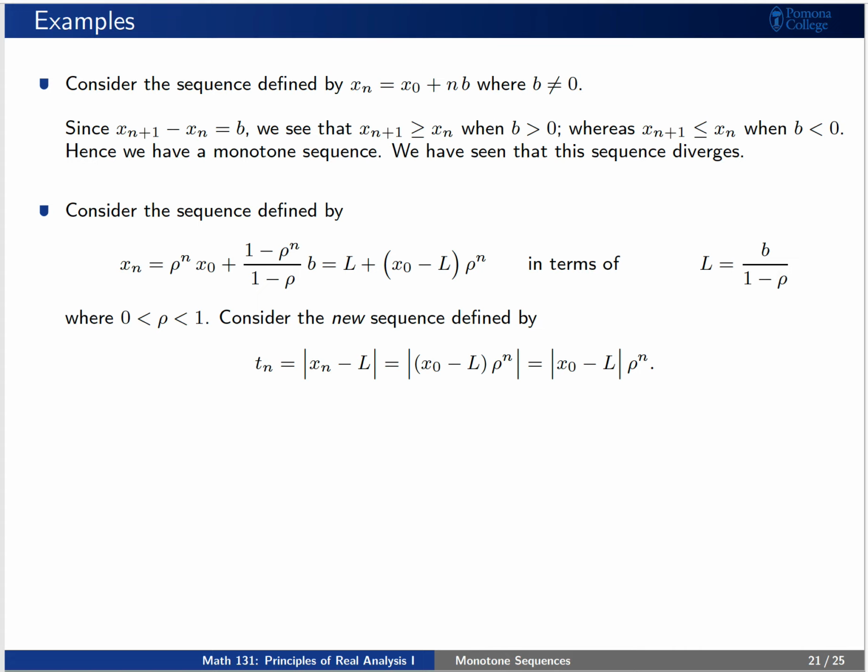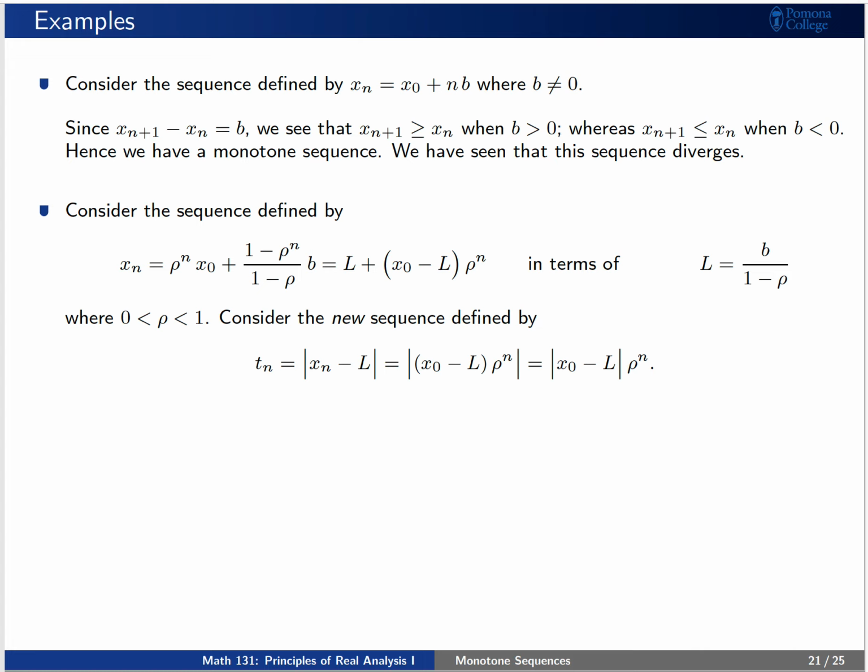As another example, let's go back to the one corresponding to a geometric sequence. That is, x sub n is L plus x0 minus L times rho to the n, where rho is between 0 and 1. Can we actually use some of these ideas to prove that our sequence converges to L?